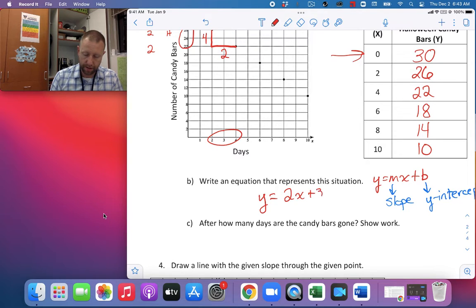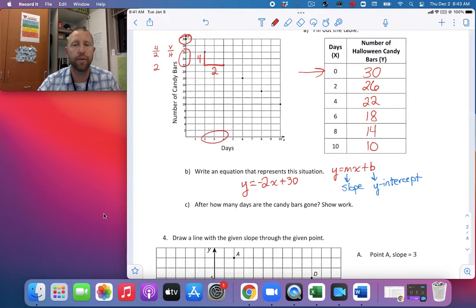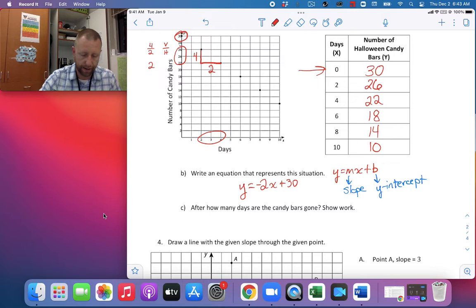2x plus 30, except I notice the line's going down from left to right. Right? If I connected all these points, my line is going down from left to right. Well, I missed a bunch of those points. So it's a negative slope. Don't forget the negative. A lot of us forgot the negative. Okay? Just like I said we would. Don't forget to put the negative when the line's going down from left to right.